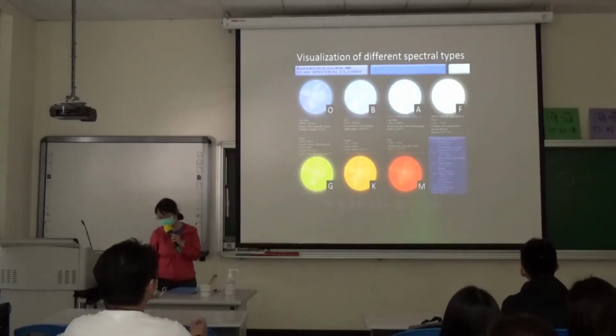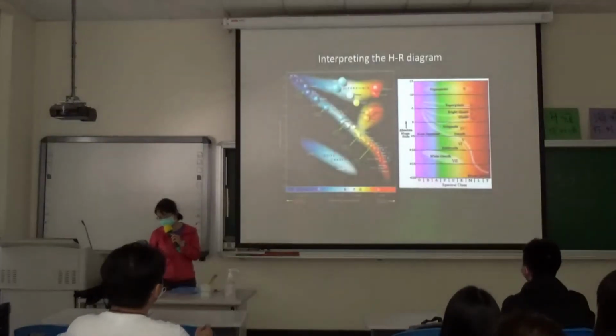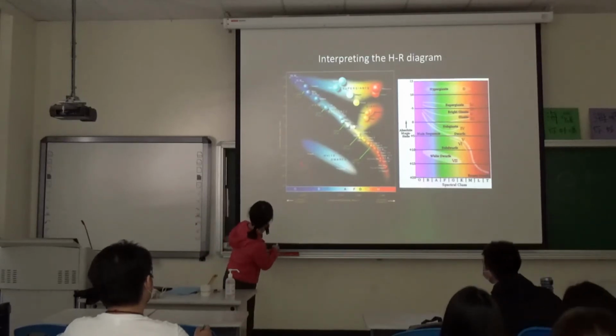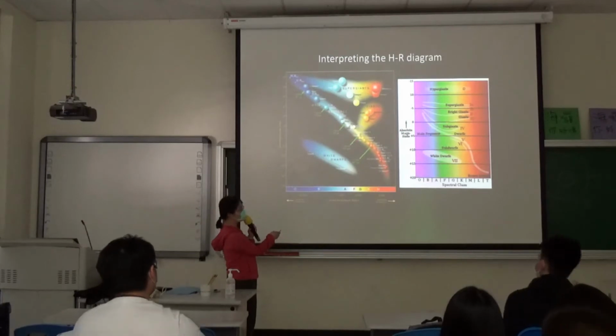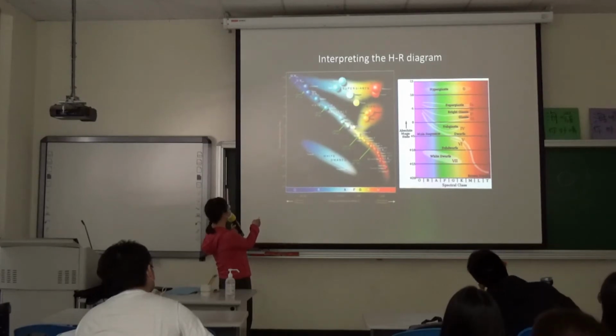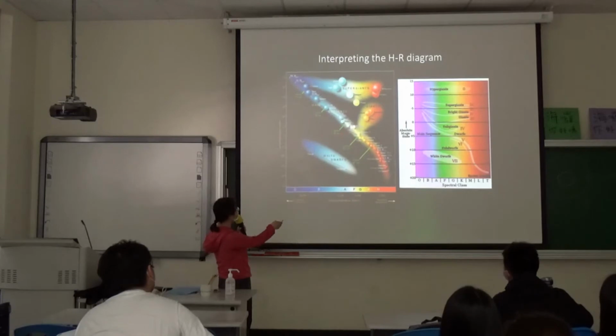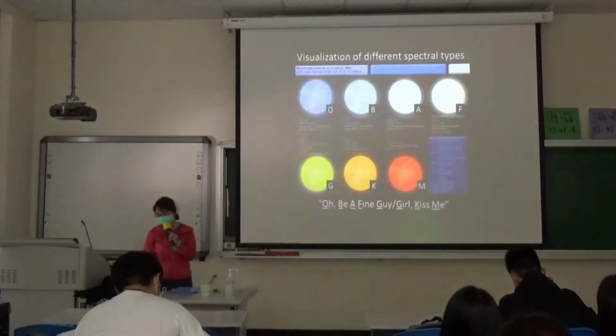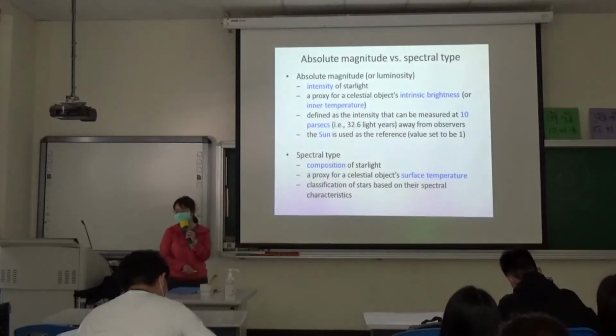Do I have a colorful version? Where's the sun? 1. Here. Our sun is here. And its luminosity, here the unit is solar unit. So you see, everybody is normalized to the sun. Okay, that's about the luminosity.